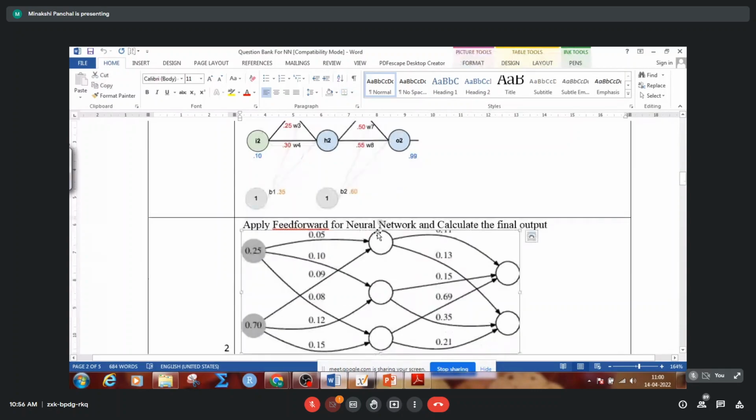Okay, now again you can see the next question. Apply feed forward for the neural network and calculate the final output. So there are two outputs we need to find out.